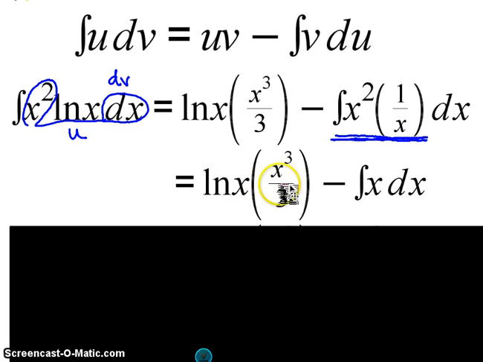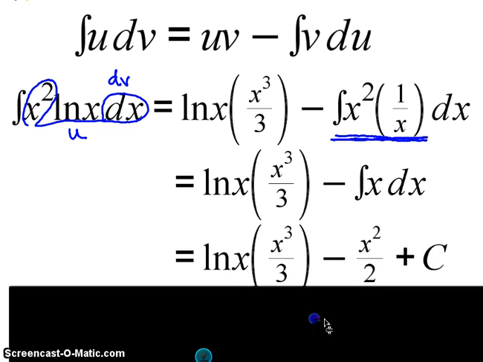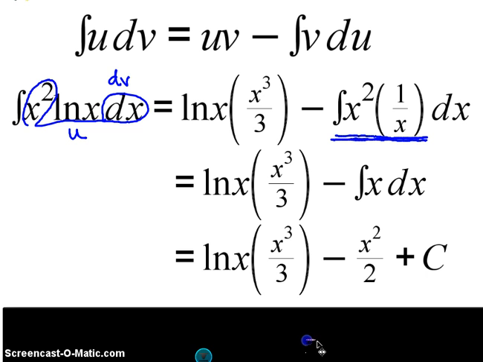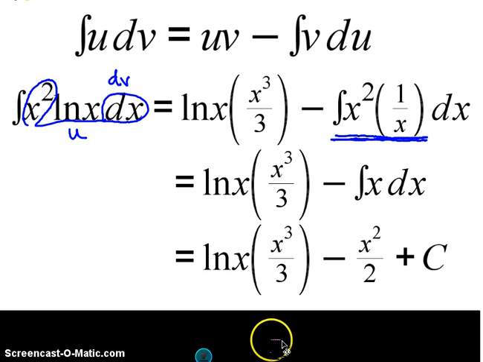I rewrite the first part of it, and now if you look at it using some simplification, we get the antiderivative of x, which is really equal to the natural log of x times x cubed over 3 minus x squared over 2 plus c. So that is the antiderivative, or the integral, of our x squared natural log of x. Let's move on.